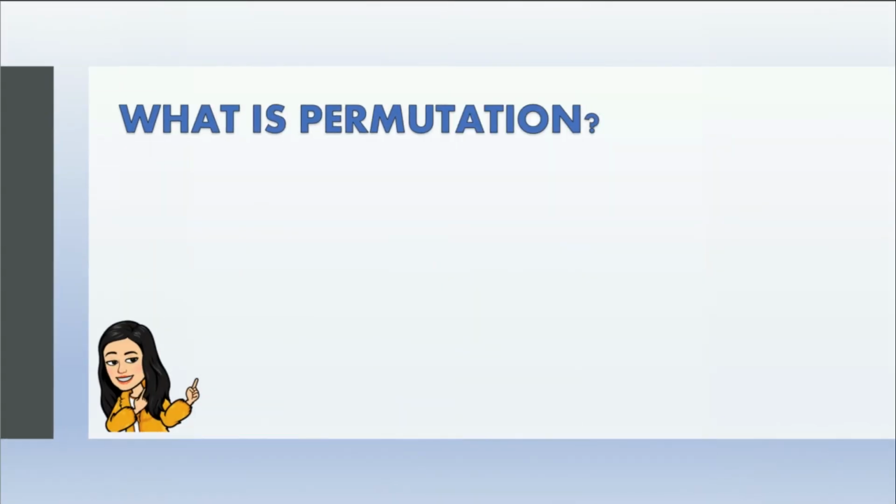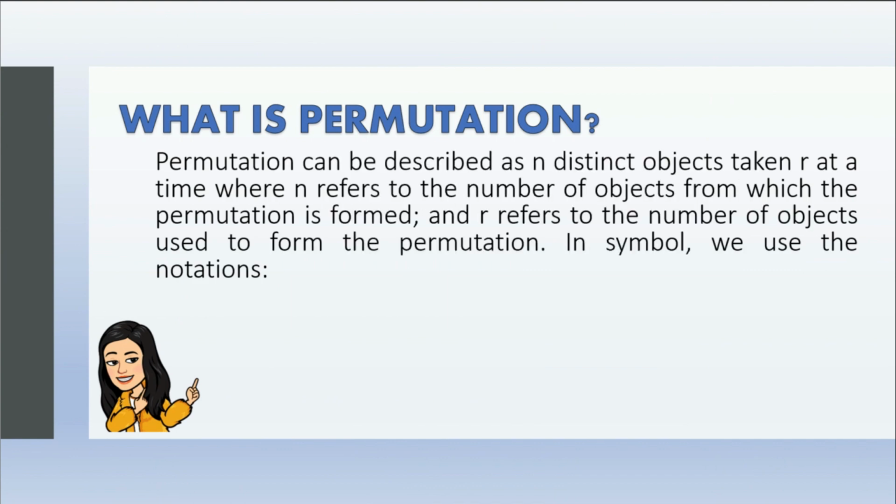Now, let us deepen our understanding of permutation. Aside from the fact that permutation is a collection or a combination of objects from a set where the order or the arrangement of the chosen objects does matter, permutation can also be described as n distinct objects taken r at a time, where n refers to the number of objects from which the permutation is formed, and r refers to the number of objects used to form the permutation. In symbol, we use the following notations.